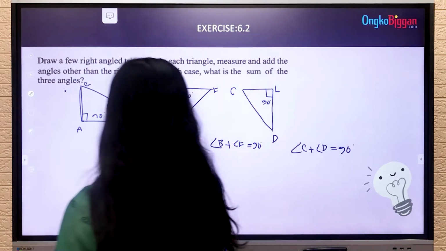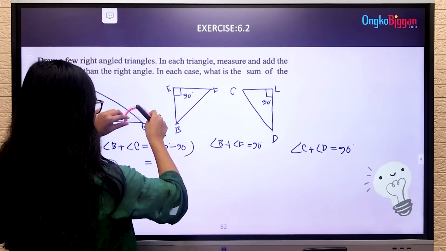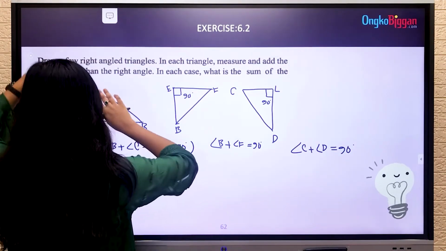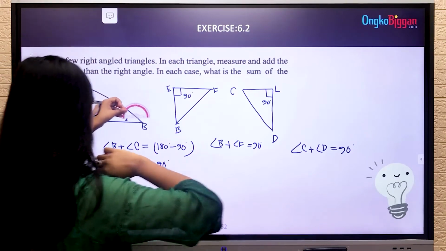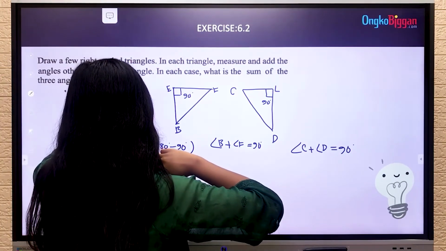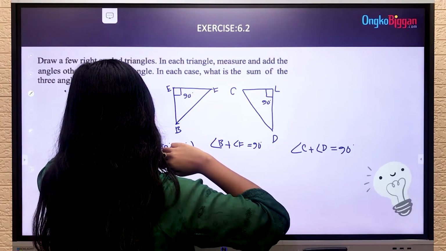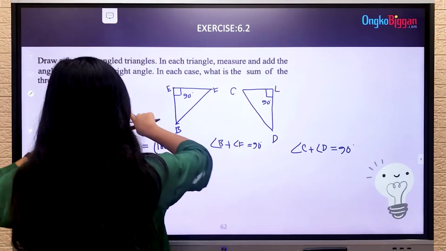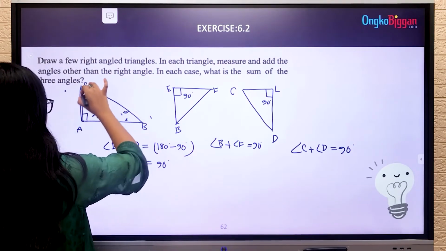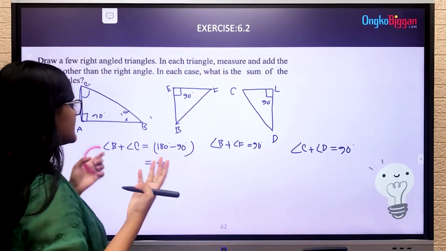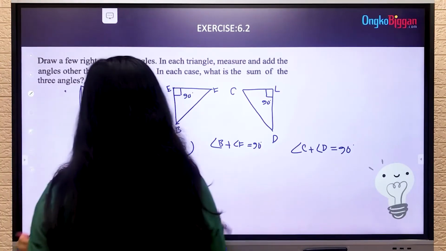So in this way you will find out the value of this angle and this angle by keeping the protractor at the vertex. You will measure the value of the angle. Like here, if I give it here, I can see it gives the value of 50 degrees. That means this angle will be 40 degrees. So you will see that the summation will always be 90 degrees.